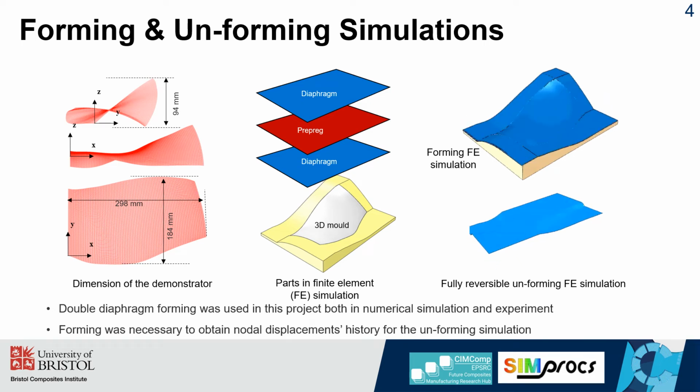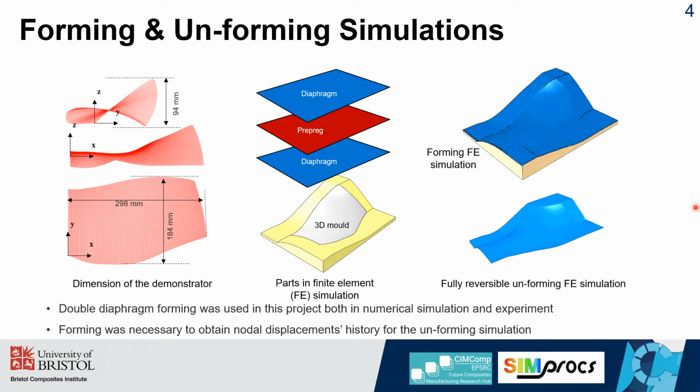To demonstrate the process, we started with a doubly curved twisted plate, with overall dimensions shown in the first figure. An overview of the Abaqus double diaphragm forming model is shown in the middle. The way to have an unforming simulation is simply to fully reverse the forming process by reversing the nodal displacement history of the two diaphragm models. Several post-processing steps were used to convert the 3D CAD model of this twisted plate to a finite element model with elements and material orientation aligned to the designed fiber paths.